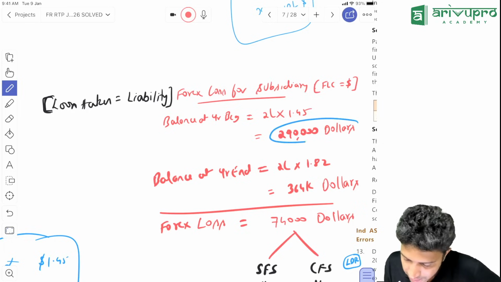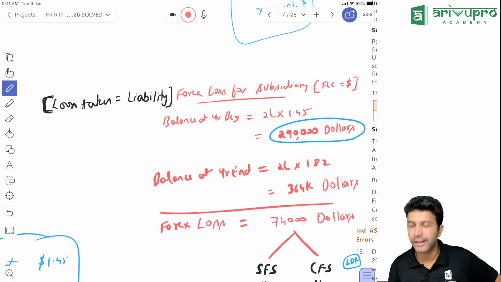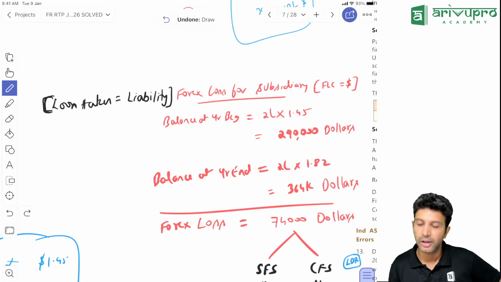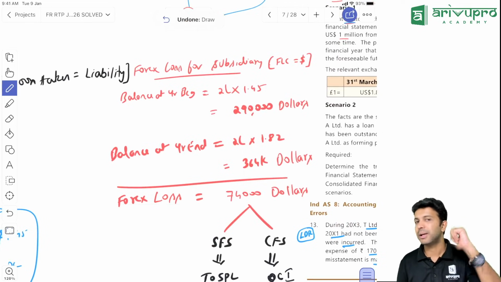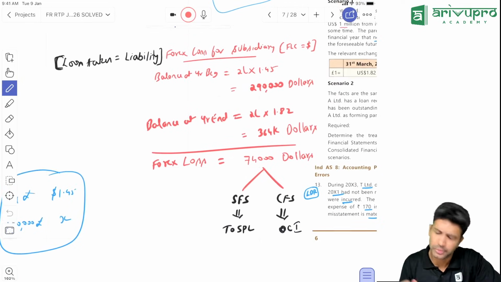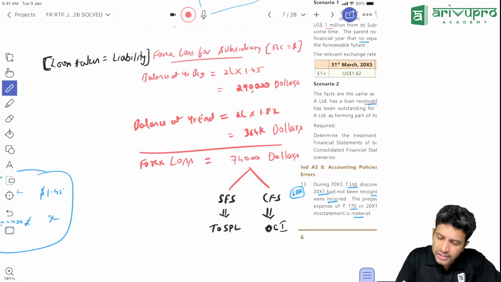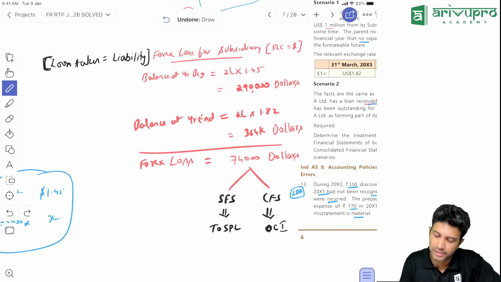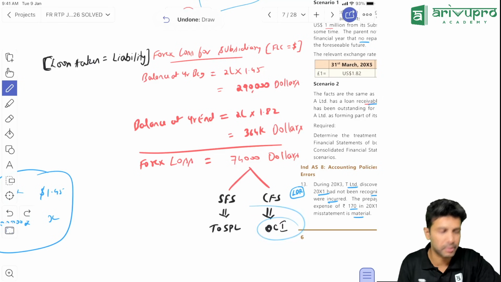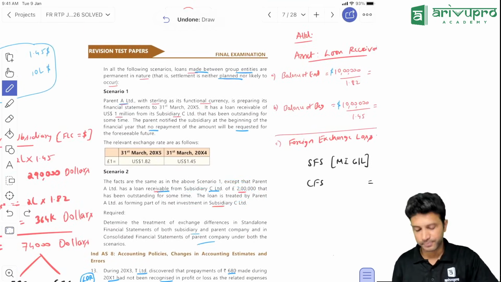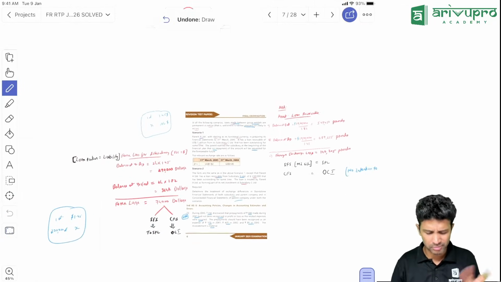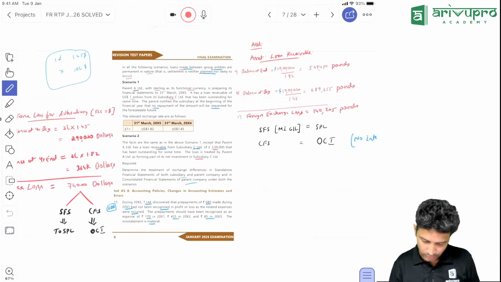Last year that liability's balance was 290. Current year it has become 364. So liability balance has increased by $74,000. A liability increasing is a forex loss, no? Same thing. So in separate financial statements, subsidiary C will show this loss in SPL. In consolidated financial statements, they will show it in OCI. Why? There is no intention to recover. That's the reason. Okay, that's all it is, same calculations.